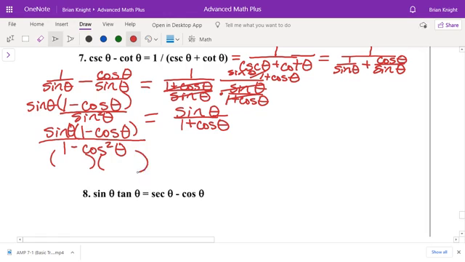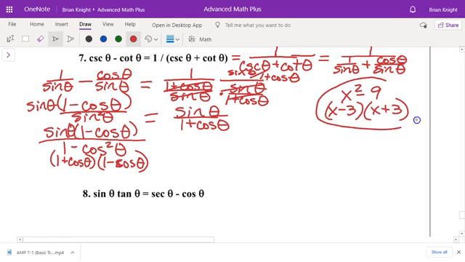All right, let's try something like this. What's x squared minus 9 factored? X minus 3, x plus 3. I can do that because I'm subtracting two perfect what? Two perfect squares. Are these two perfect squares? Yes. It would be 1 plus cosine theta times 1 minus cosine theta. Does everybody understand we're using this principle right here to factor this?